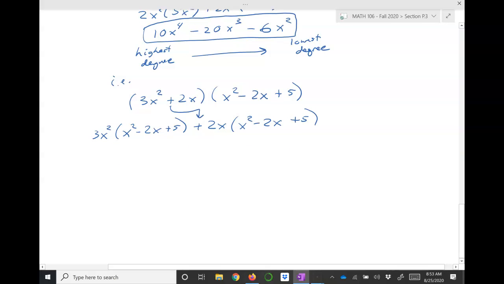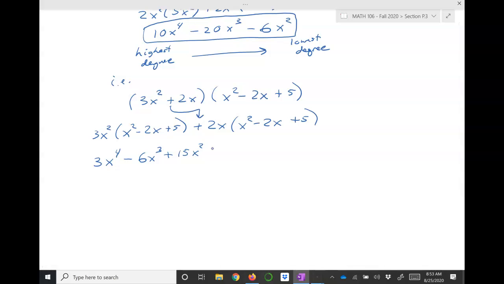All right, so we're going to distribute. Now I'm going to take the shortcut. I'm not going to rewrite everything here. So I'm going to do 3x squared times x squared. That's going to be 3x to the 4th. And then 3x squared times negative 2x is a negative 6x cubed. Right? And then 3x squared times plus 5 would be plus 15x squared. All right, so there's the first half of this distributed.